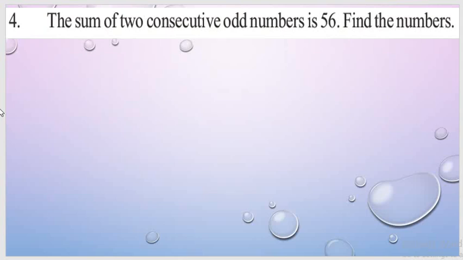See, the sum of two consecutive odd numbers is 56. We need to find out the numbers. Now here you are going to learn one more concept. Two consecutive odd numbers. So what is the meaning of consecutive? First of all, consecutive means nothing but side by side numbers. Here we are told about consecutive odd numbers.